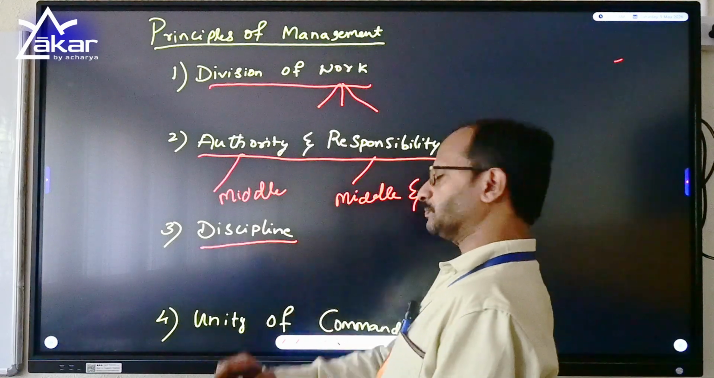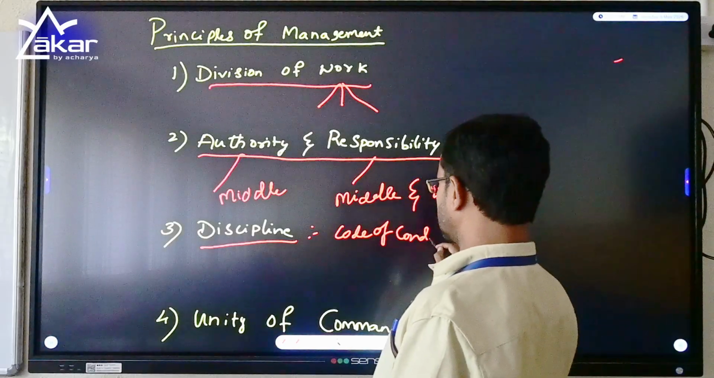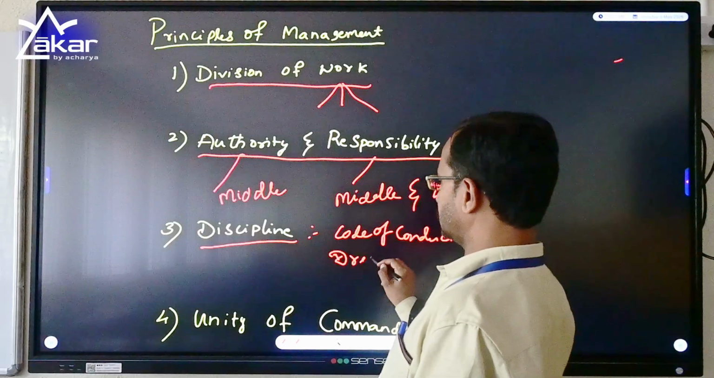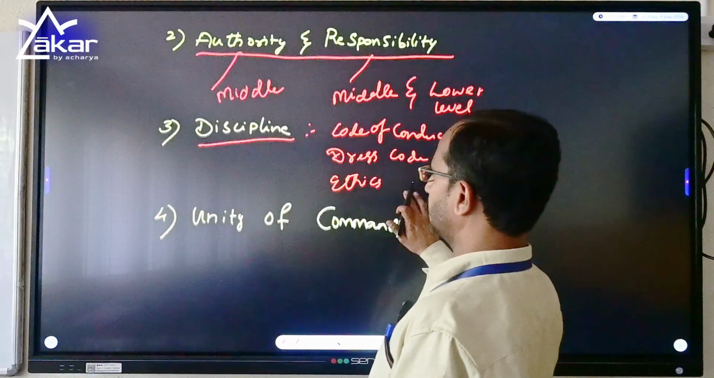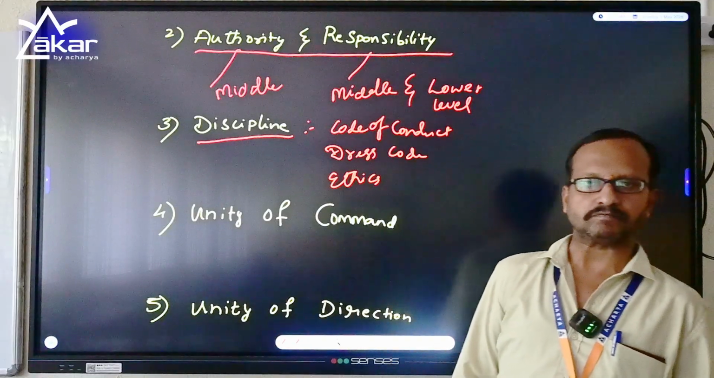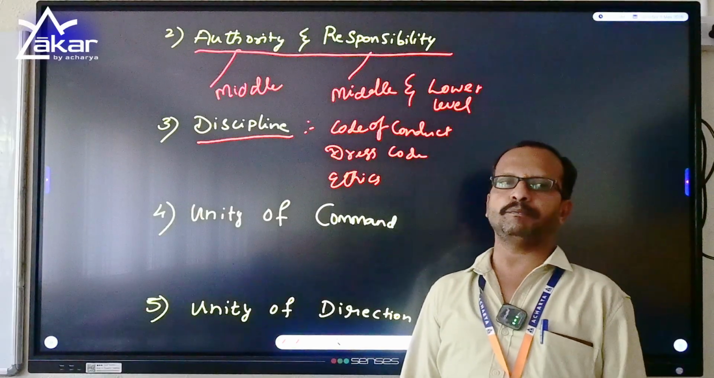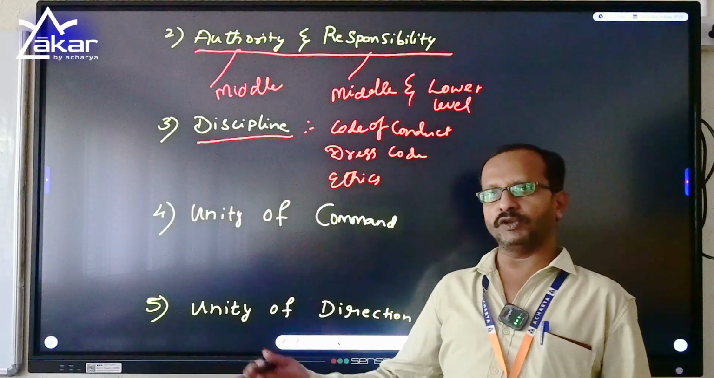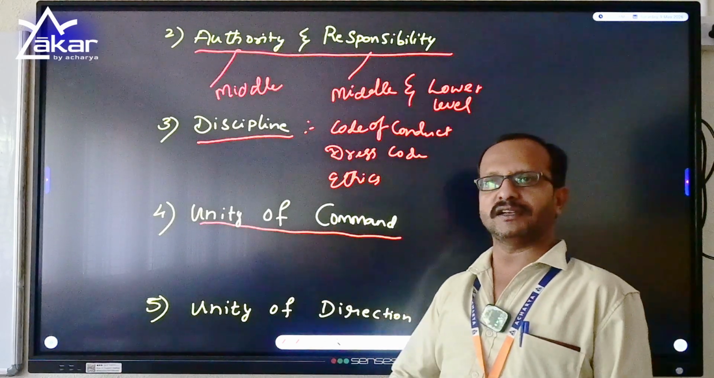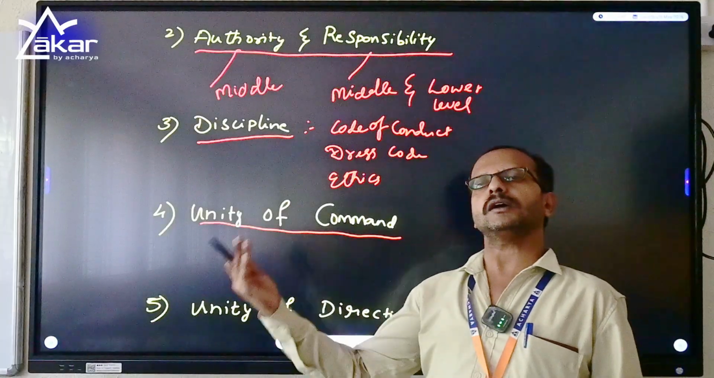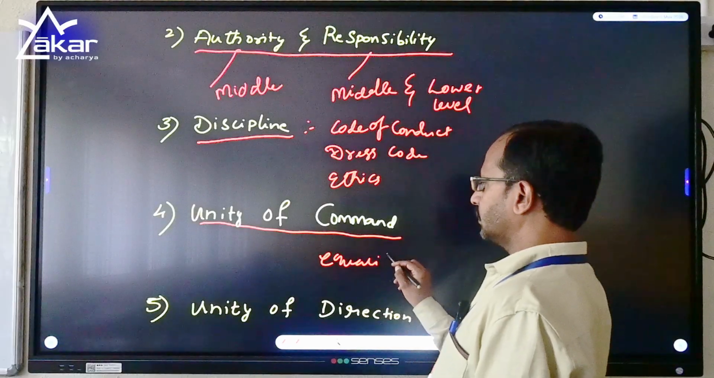Thirdly, discipline. It includes code of conduct, that is dress codes, ethics, etc. Without proper discipline, the management may fail to achieve the organizational goals. Hence discipline plays an important role in achieving the goal. Fourthly, unity of command. Command is nothing but the direction given by the manager to the operational team. So there should be an equality in the command given by the managers.